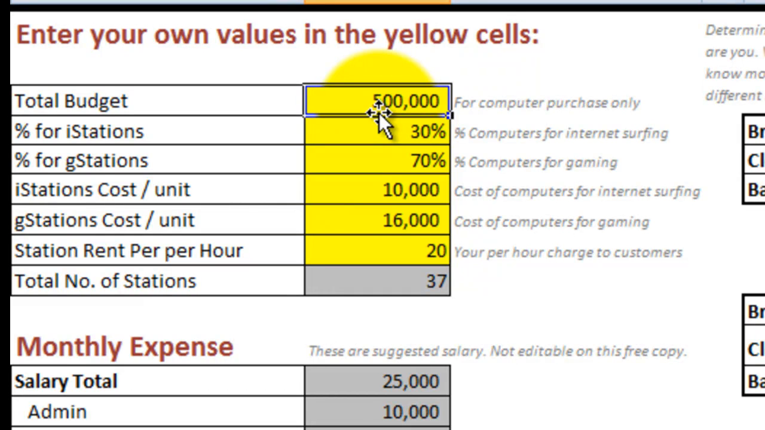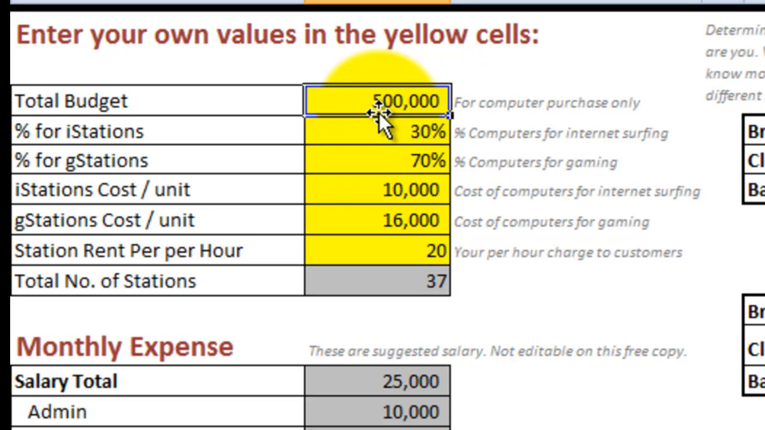So this is a financial calculator specifically designed for the internet cafe business. It is in peso. So if you have a currency other than peso, for the meantime, you need to convert that into pesos so that you can see the whole picture of the profitability of the internet cafe business.